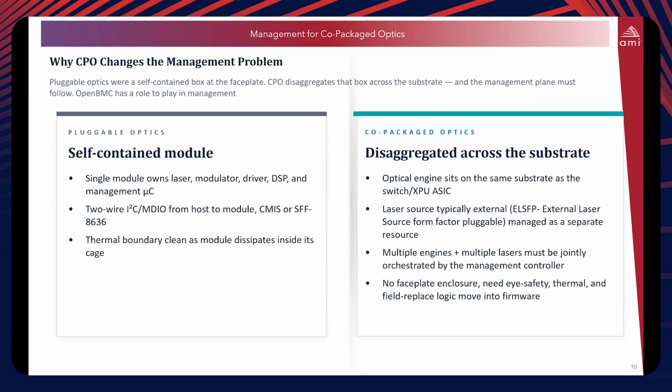It has some spec definition, but then when you go to disaggregation across the substrate, co-packaged optics, the optical engine sits next to the switch on the same substrate. Typically what we see is that the laser source is an external source and it's multiple laser sources, right? Because each laser is probably managing one lane. If you're talking about 8 lanes or 16 lanes, you have multiple laser sources. So multiple engines and multiple lasers must be jointly orchestrated.